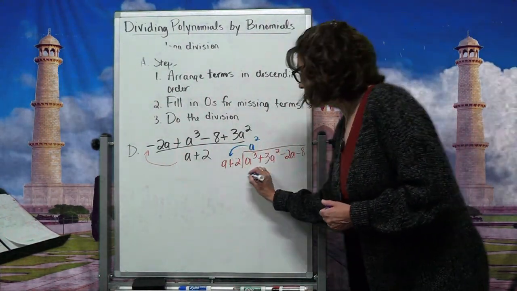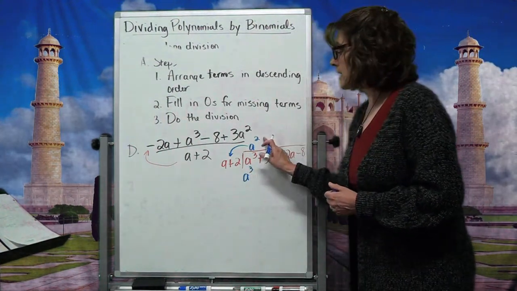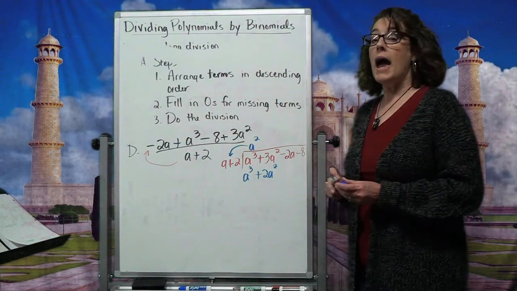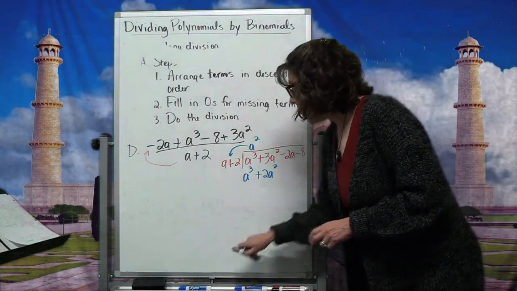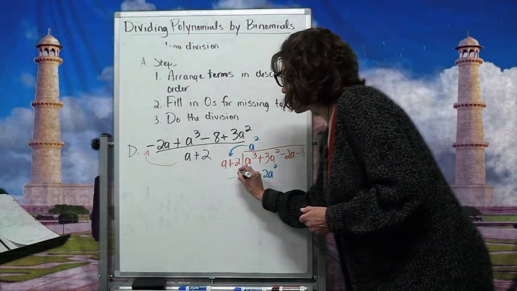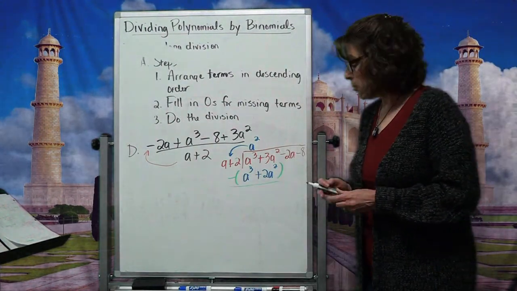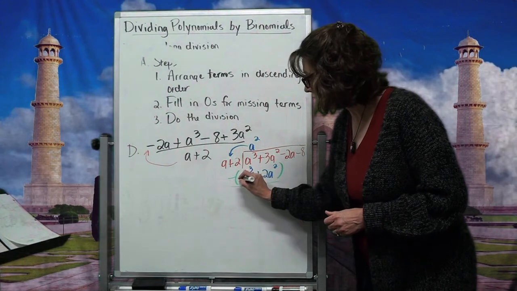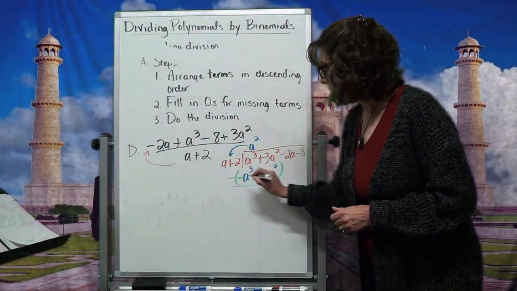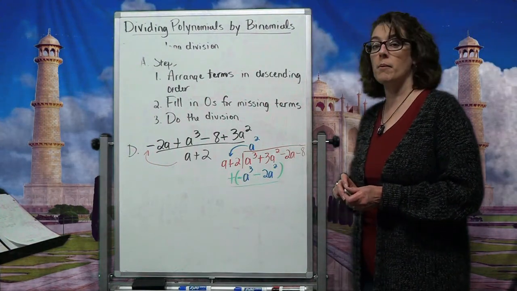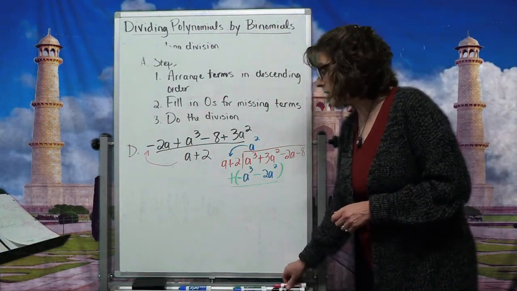A squared times a is a to the third. A squared times 2 is 2a squared. Now what I'm going to do is subtract, and recall, I am subtracting the whole thing. I put parentheses around it to remind me that I'm going to distribute that negative, distribute it here, and distribute it here, and turn it into a minus that kicks it back into an addition problem. Now I'm ready to combine those like terms.